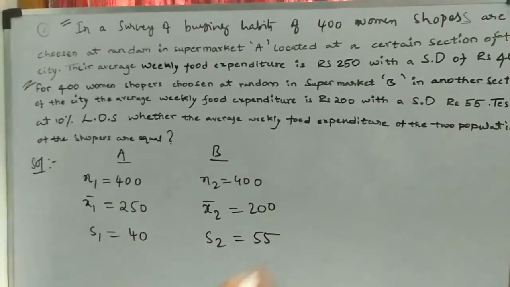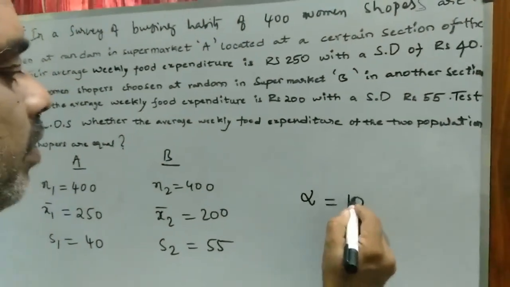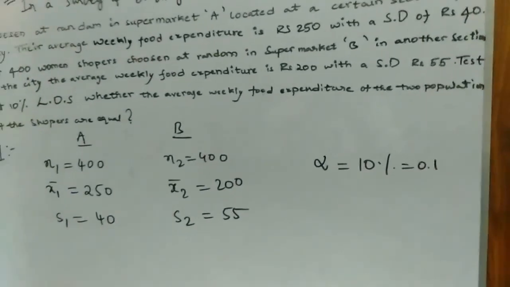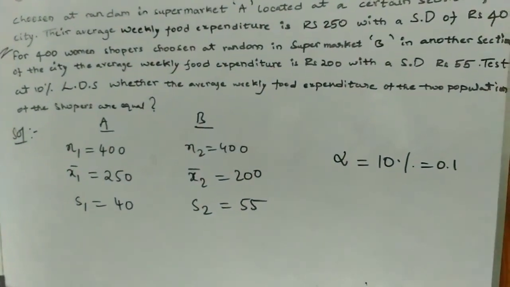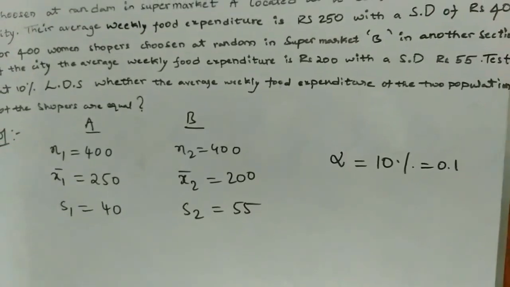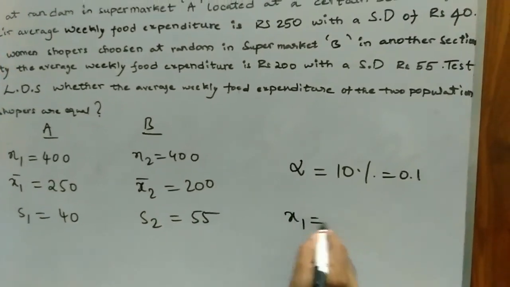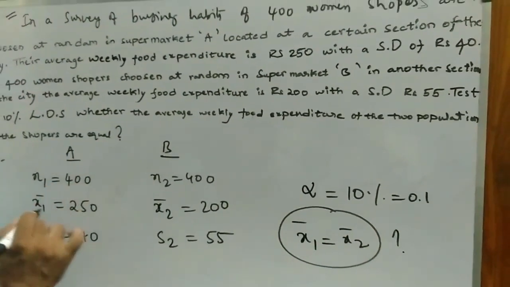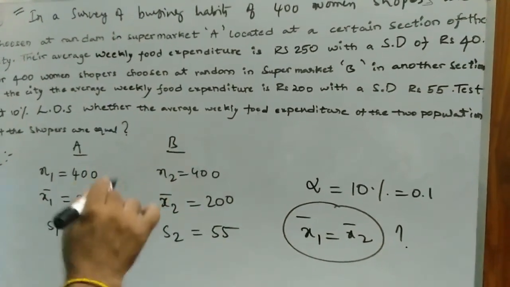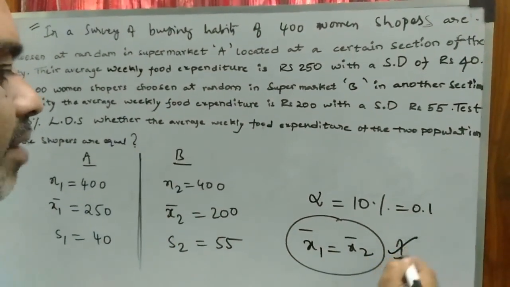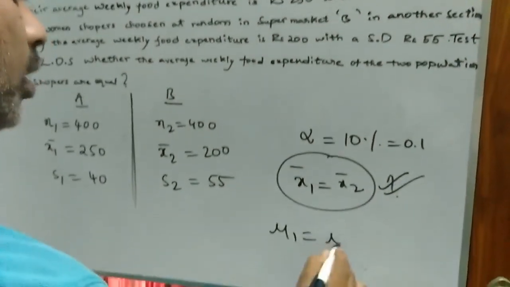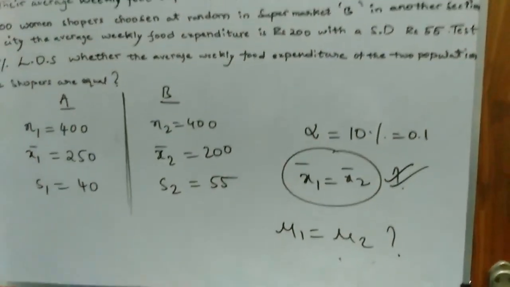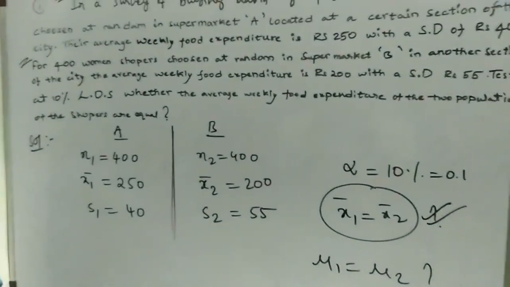Test at 10% level of significance. Alpha is also given as 10%, that is 0.1. Test whether the average food expenditure of the two populations of shoppers are equal. That means you have to test whether the two sample means x1 bar and x2 bar are the same. So on average, these two sample averages are the same, or we can test whether mu1 is equal to mu2 or not. We have to test two means, that means you have to go for the test of difference of means.